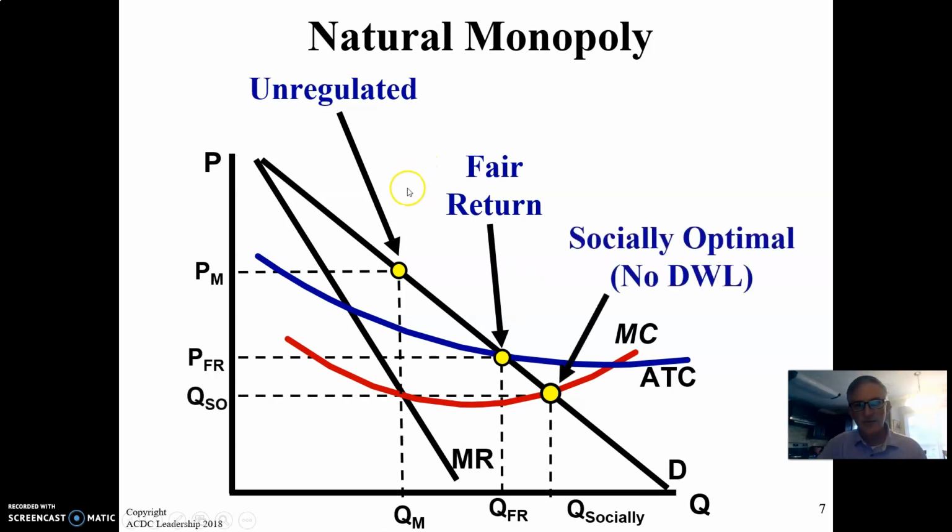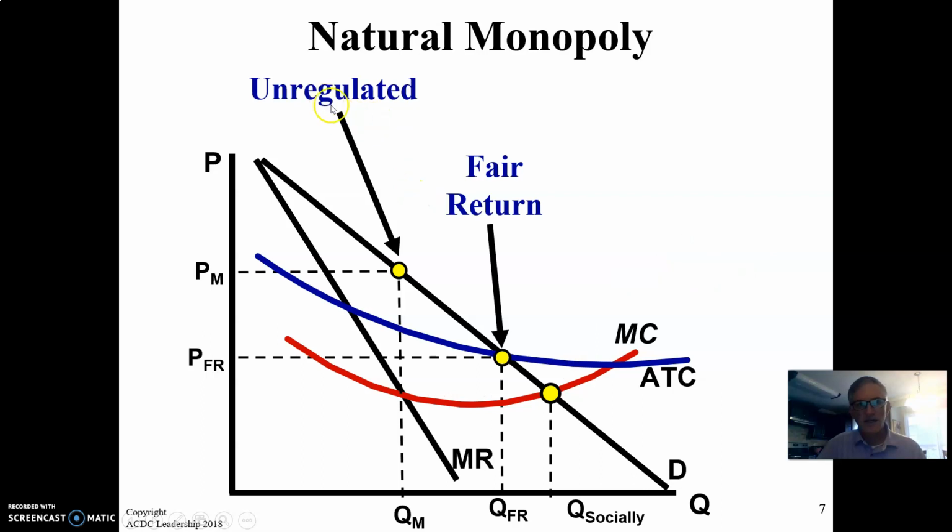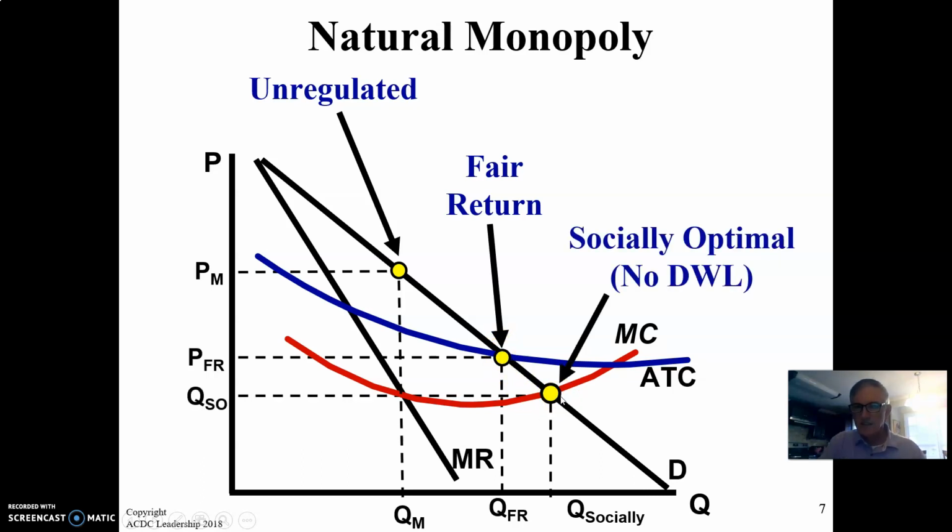I could see how unregulated would exist. I could see how fair return would exist. That's how our power companies exist. But what instance would this socially optimal, no deadweight loss, meaning there's no loss of consumer or producer surplus, in what business would that technically take place? Well, if you've ever heard of Amtrak, Amtrak is a train service that runs from some major cities.